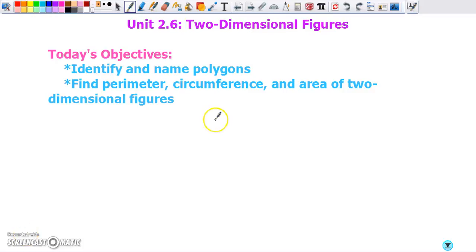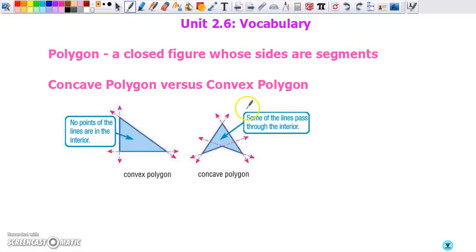In this lesson, we're going to talk about two-dimensional figures. So we're going to identify and name polygons, and then we'll deal with perimeter, circumference, and area for two-dimensional figures. So let's first start off with, obviously, vocabulary. Starting with a polygon, it is just a closed figure whose sides are segments.